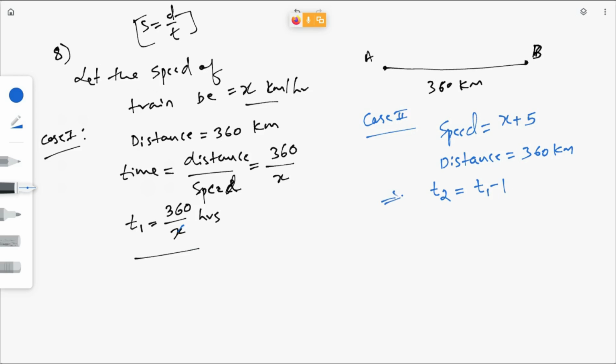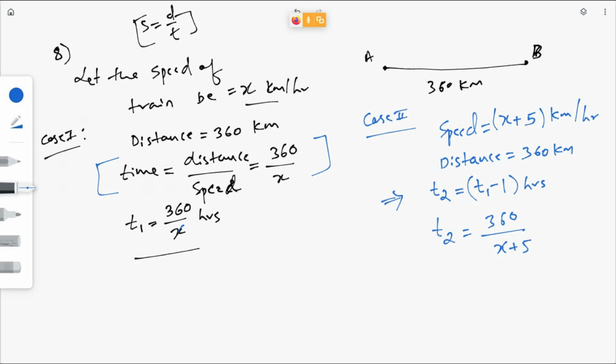Any doubts here in this step? T2 is equal to T1 minus 1 hours. Here it is hours and here it is kilometer per hour. Speed is x plus 5 kilometer per hour and time taken is t1, time taken in the first case, minus 1 hours. Any questions, any doubts? No, sir. Okay, so if you apply the formula, time is equal to distance by speed, how much will you get here? T2 is equal to, what is the distance? 360 divided by x plus 5. Yes or no? Any doubts here?